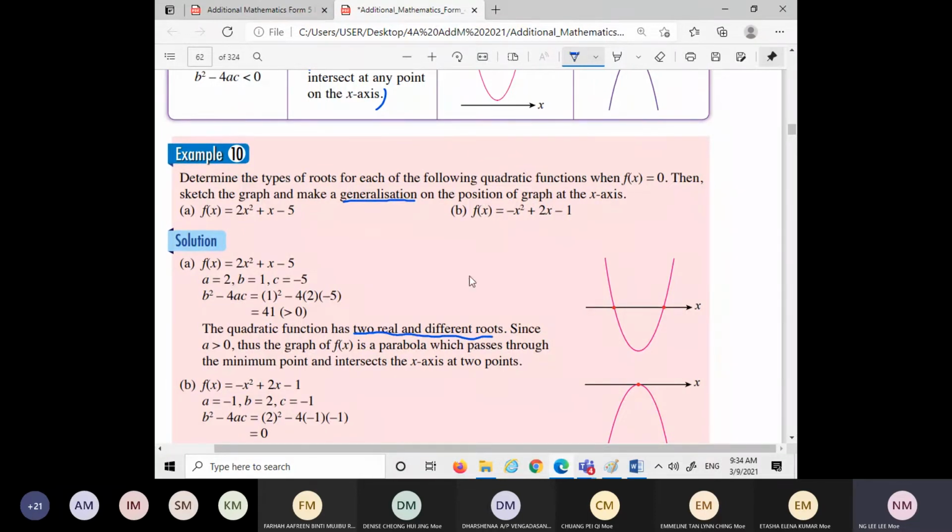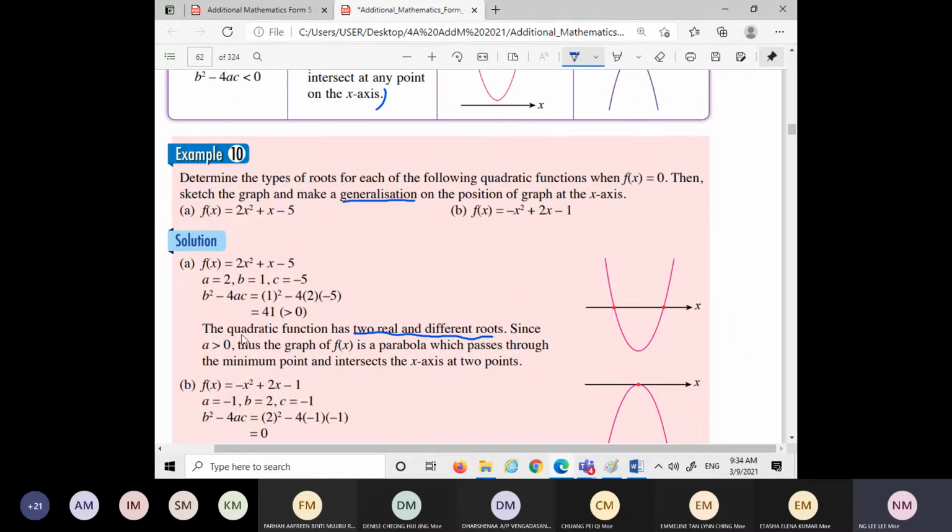Then sketch the graph. This is the sketching of the graph. A is positive, smiling face, and it touches the x-axis at 2 points. This is the sketch of the graph. Then make a generalization. This is the generalization.